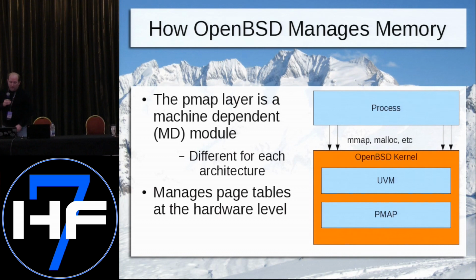Underneath that, you have a module called the PMAP module, or the PMAP layer. The PMAP layer is machine dependent, or architecture specific. So although we only have one UVM, we have a different PMAP for each hardware platform that we support. And that's the thing that interfaces with the real hardware. It generates the page tables, writes the permission bits into memory, and asks for pages to be validated or invalidated as needed. So we have one of those for each platform.